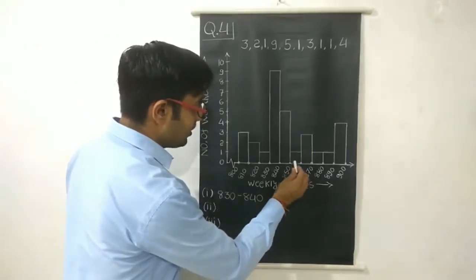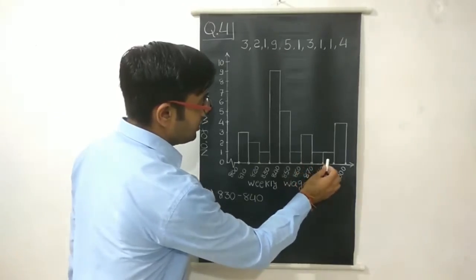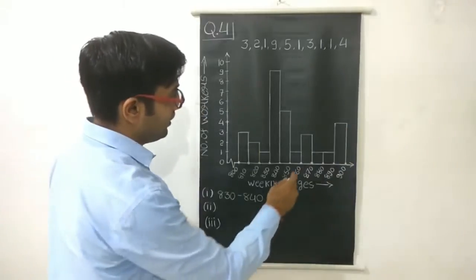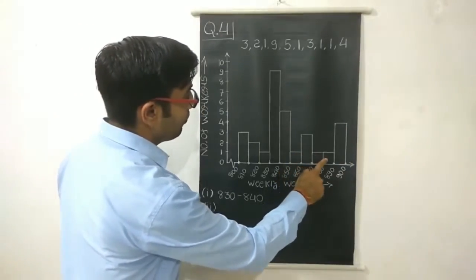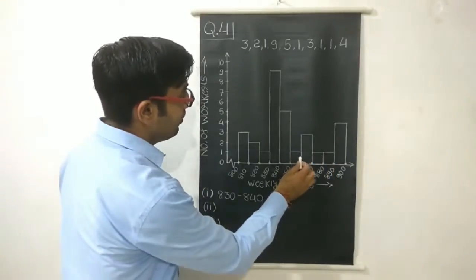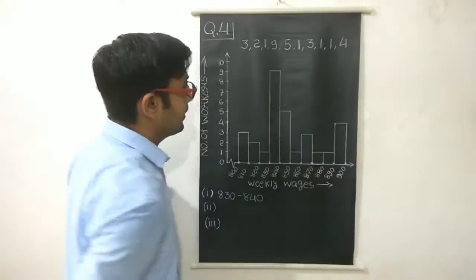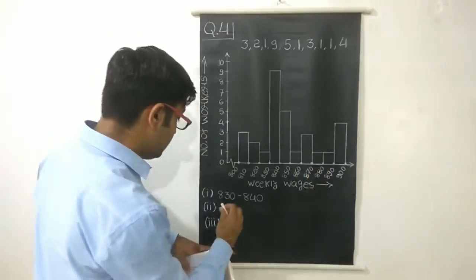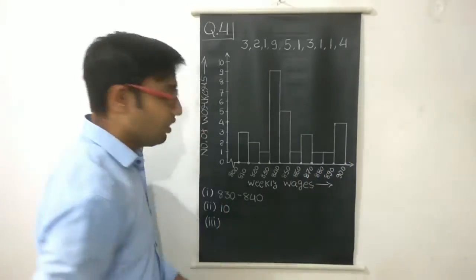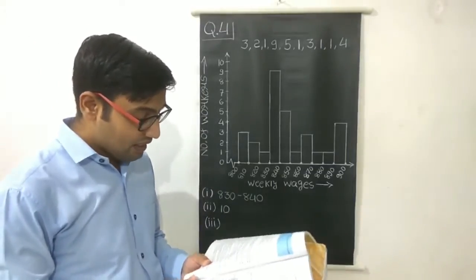So 850 is here, so 1 plus 3 that is 4, plus 1 is 5, plus 1 is 6, and plus 4 is 10, right? So the total is 1 plus 3, 4, plus 1, 5, 6, 7, 8, 9, 10. So the total data we get here is 10. So 10 workers are there who get weekly wages more than 850.